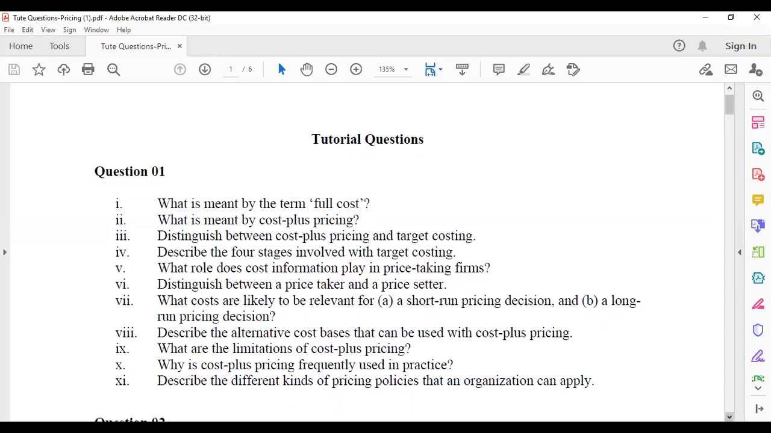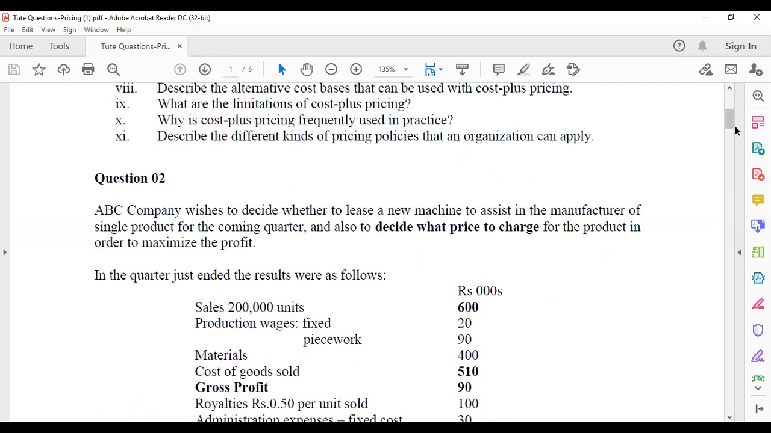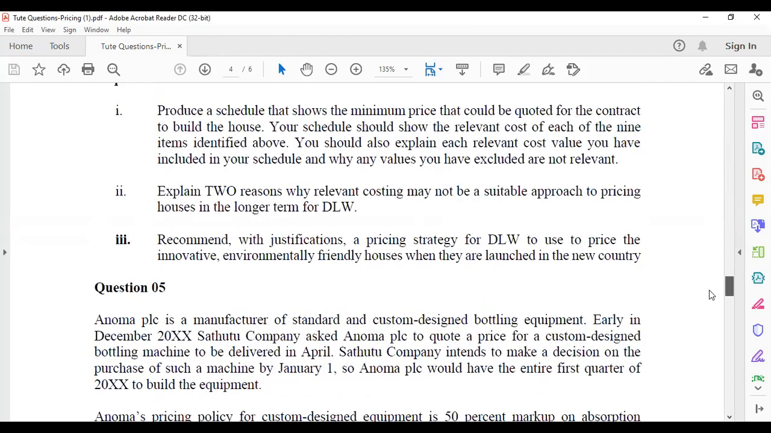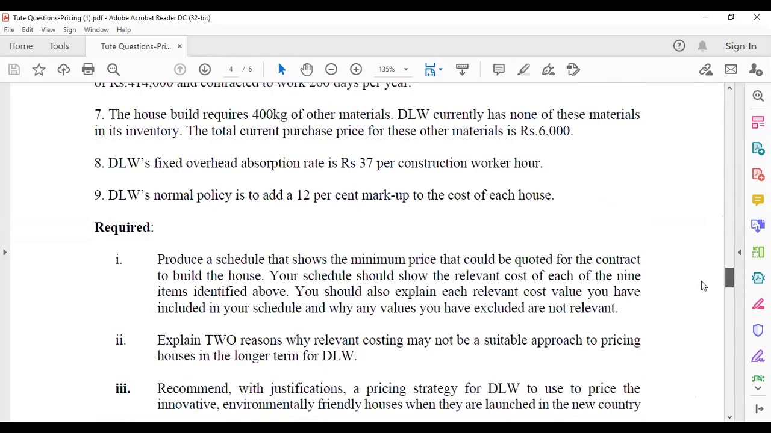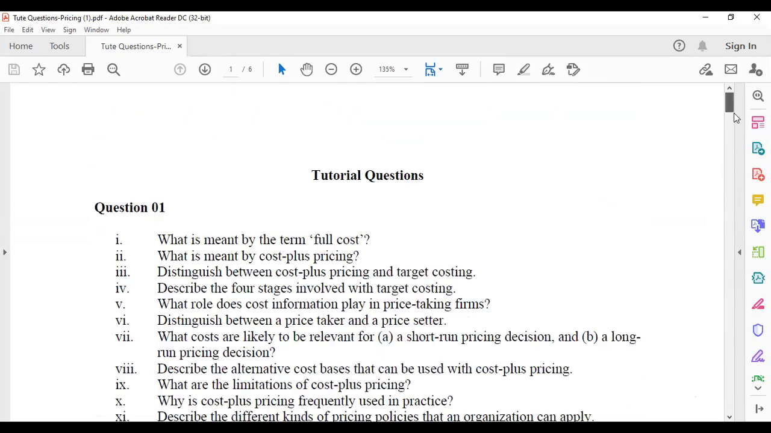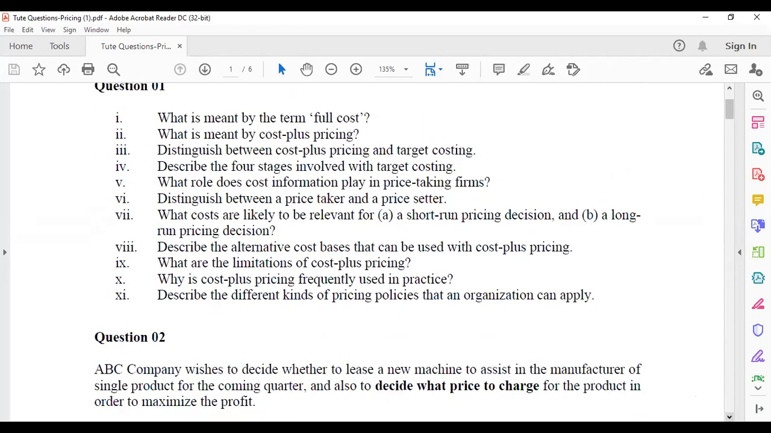So here you can see there are a couple of questions. In fact, 5 questions are there. We may not be able to discuss all the questions, but some of the selected questions we are going to discuss in today's tutorial. So question number 1, we are not going to take on that. We are going to take question number 2.